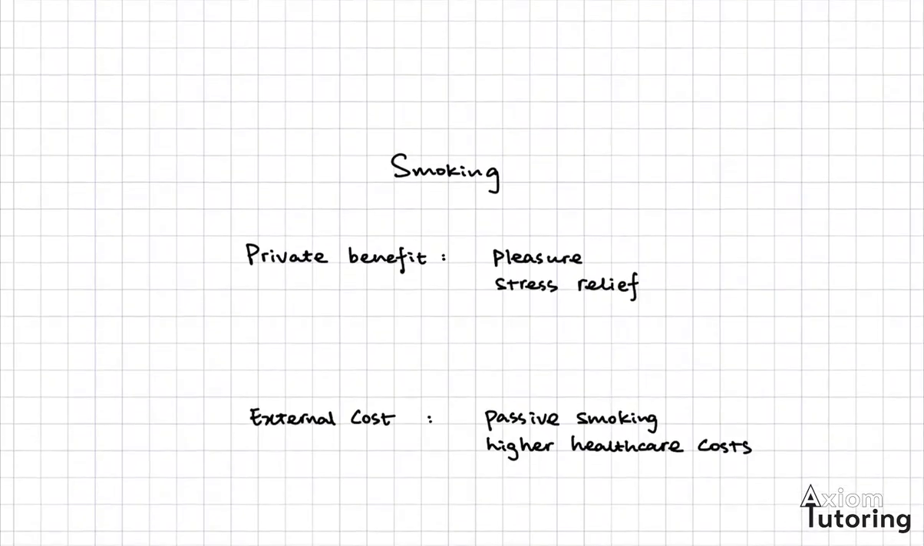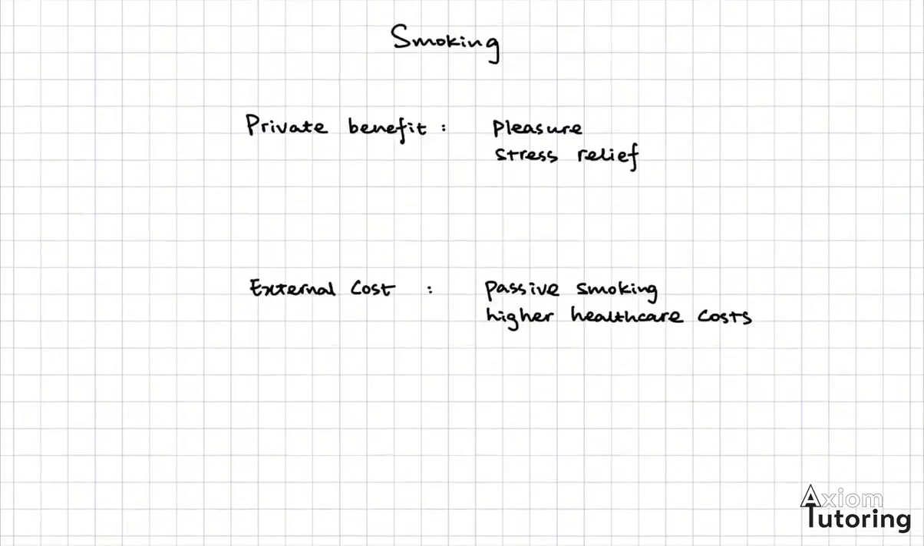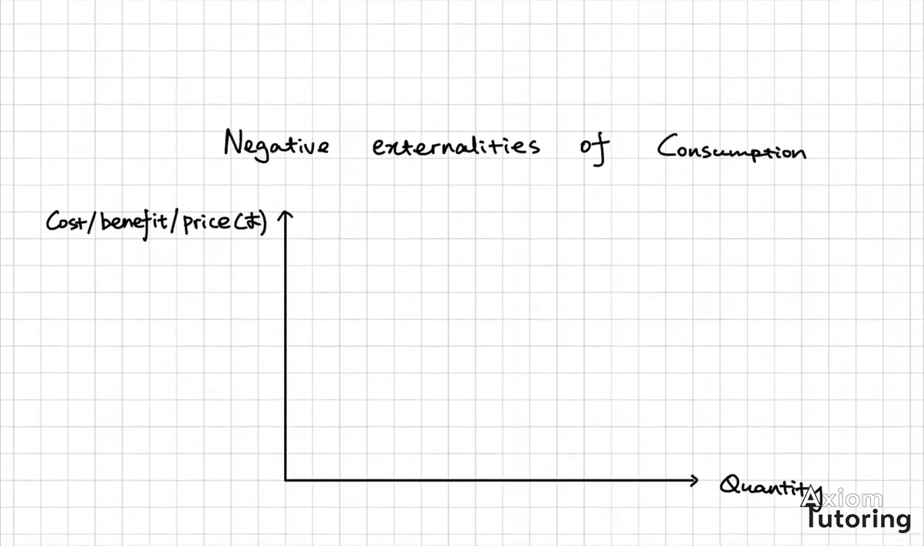The smoker gets private benefit, such as pleasure and habit satisfaction. But other people nearby suffer from passive smoking and discomfort, and society bears higher healthcare costs. Now, let's draw the diagram for negative externalities of consumption.